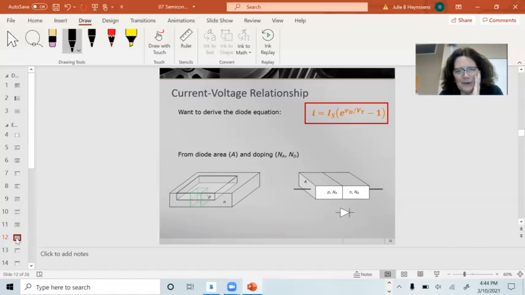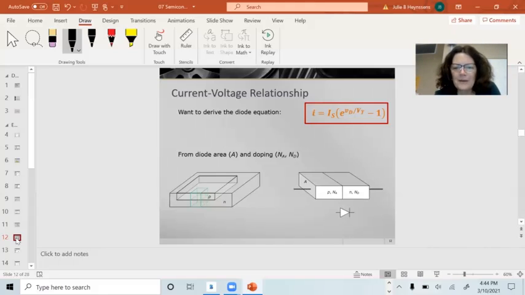It says we want to derive this, but we don't really derive this in here. Deriving it is a topic for the modular series on solid state electronics. It's a great book. These were written partially by a guy from Purdue and partially by a guy at ASU.